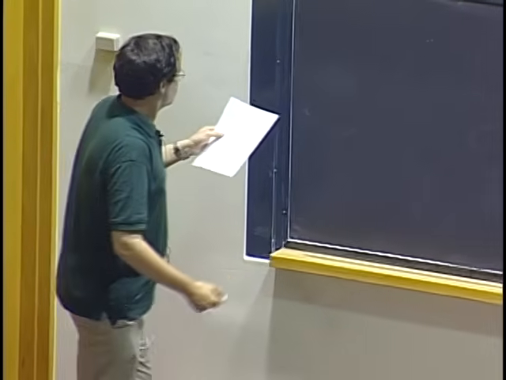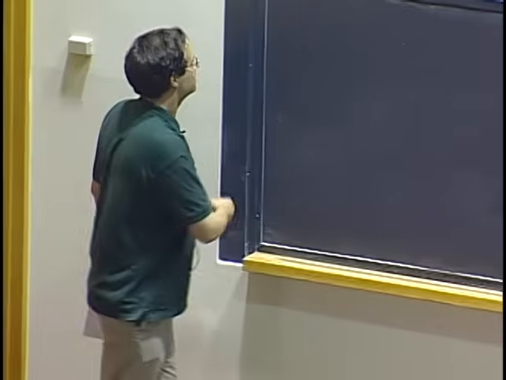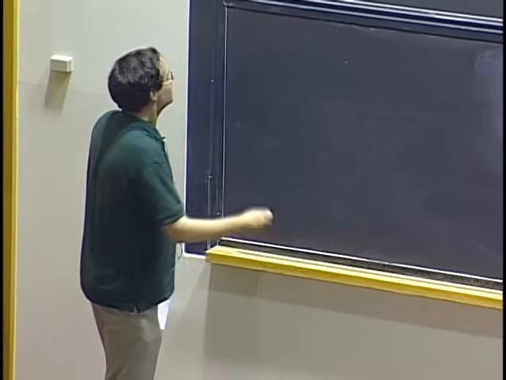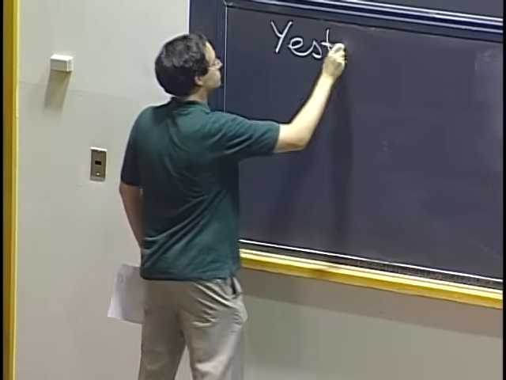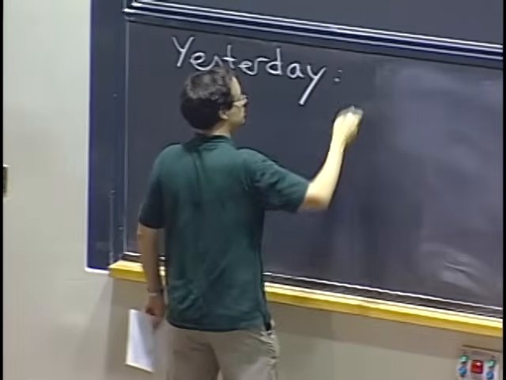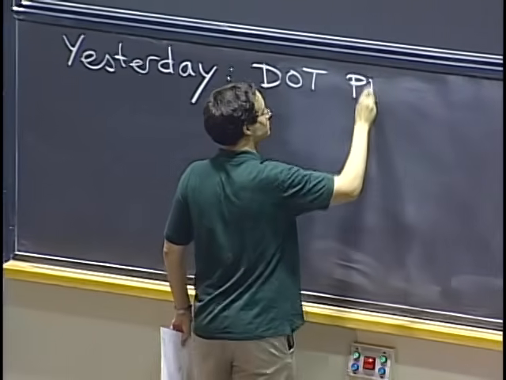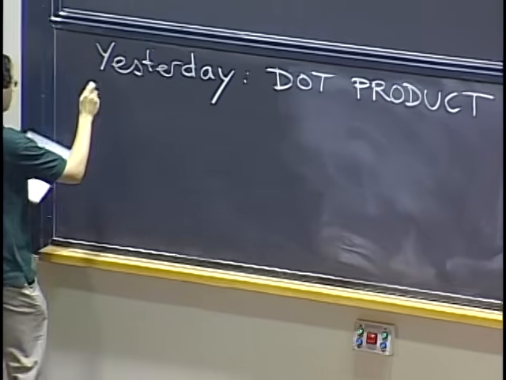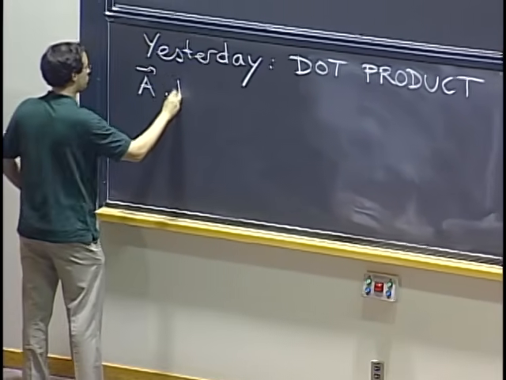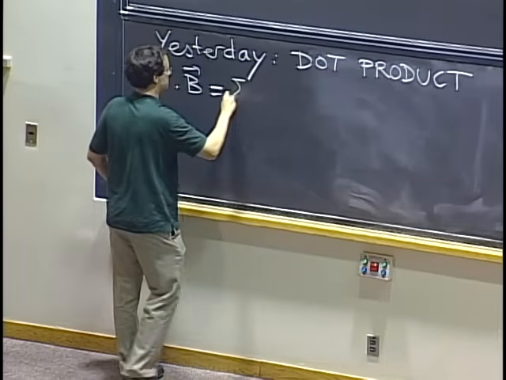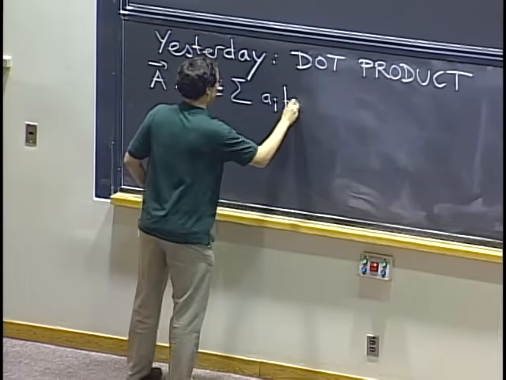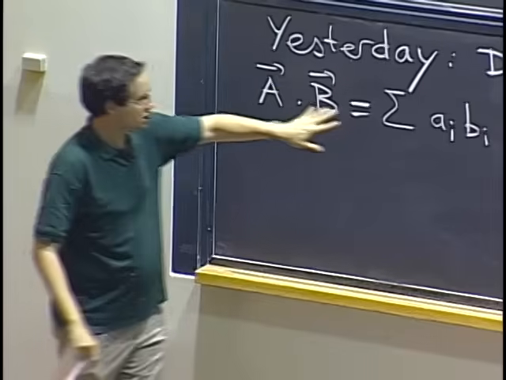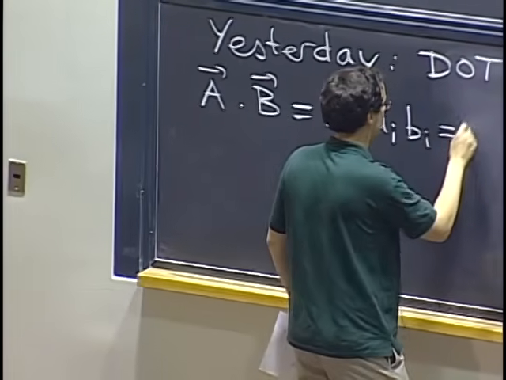Thank you. Okay, let's continue with vectors and operations on them. Remember, yesterday the topic was dot product. Remember the definition of dot product? The dot product of two vectors is obtained by multiplying the first component with the first component, the second with the second, and so on, and summing these, and you get a scalar.